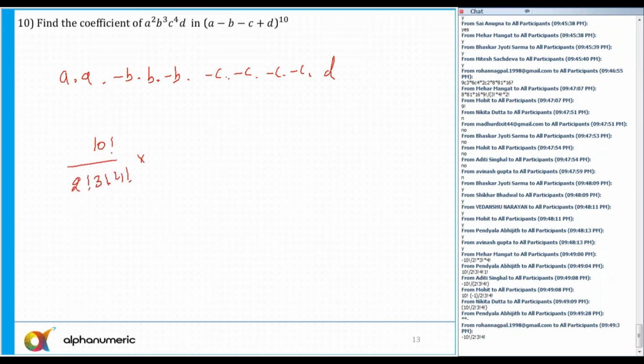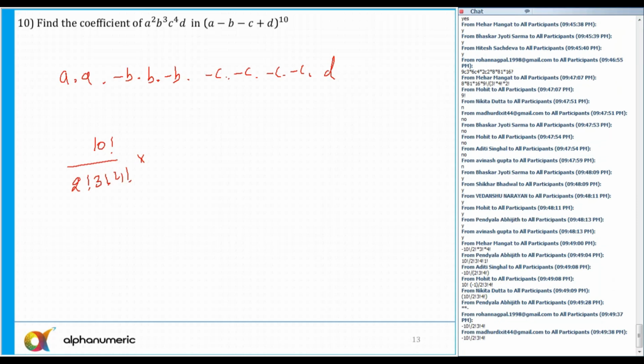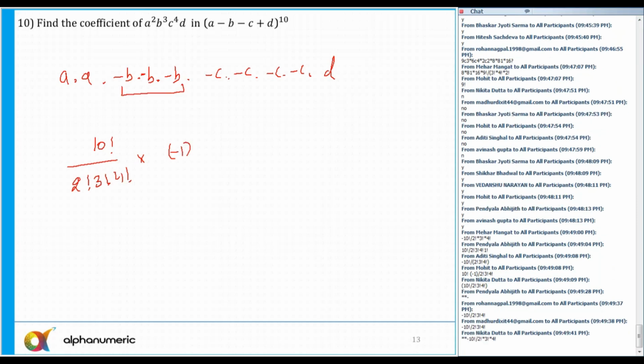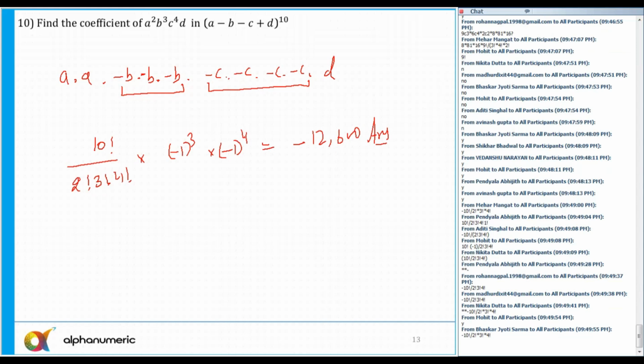But here, if I'm multiplying minus 1 3 times, yes or no? So minus 1 is to power 3. And here minus 1, how many times? 4 times. So into minus 1 raised to power 4. So that you need to be careful. So answer will be negative, isn't it? That is minus 12,600. That will be the answer. So carrying on to the next slide now.